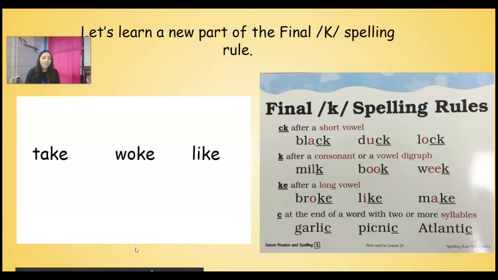All right, awesome job. So we're going to learn a new part of our final case spelling drill, okay? Part of it we've already talked about. We know that if we hear the k sound at the end of the words, it's a CK if it's after a short vowel. So you can see, since it's a short vowel, I want to put that CK because of black, duck, lock. And then we also talked about, when we talked about EE, if the K is after a consonant or a vowel digraph, it's just the K.